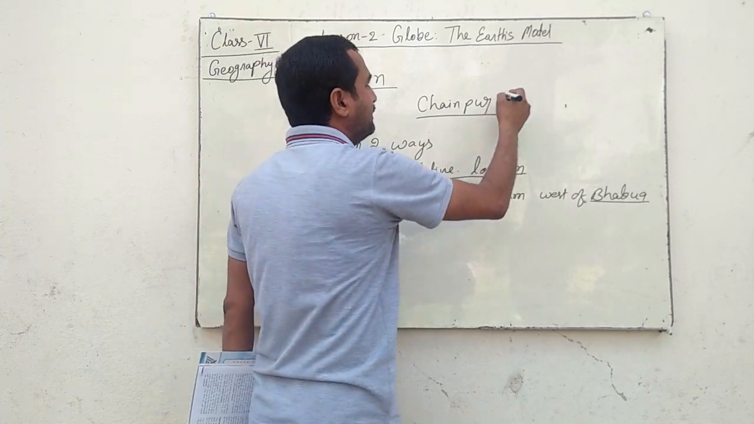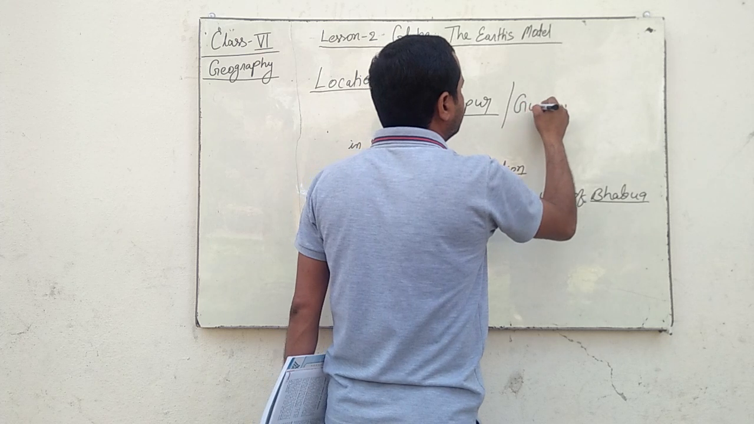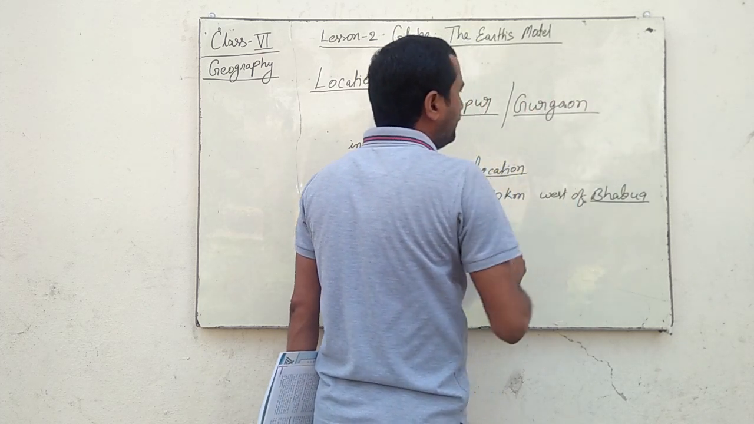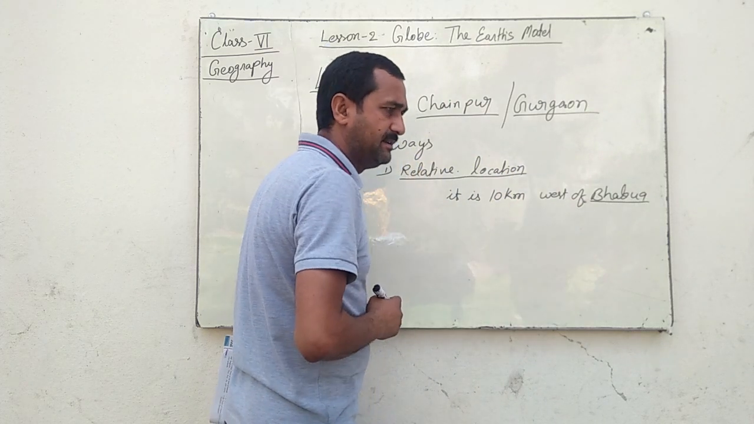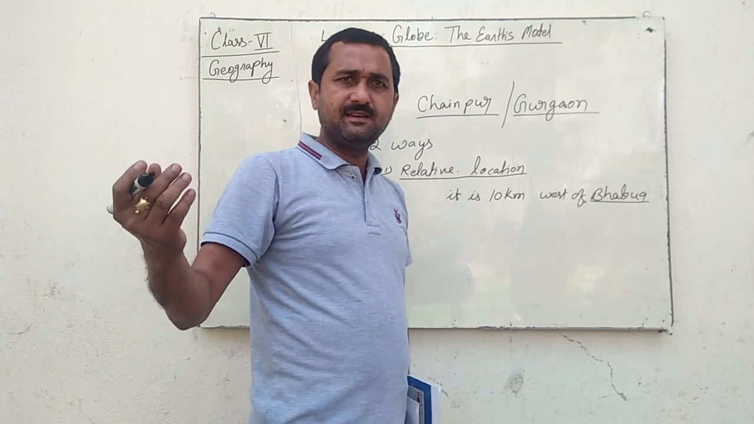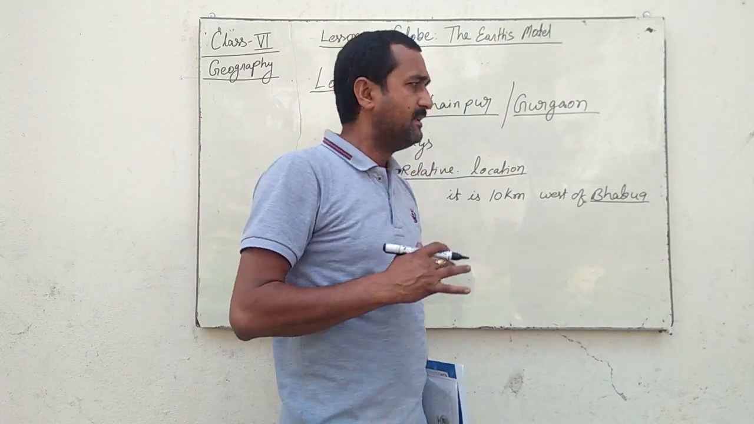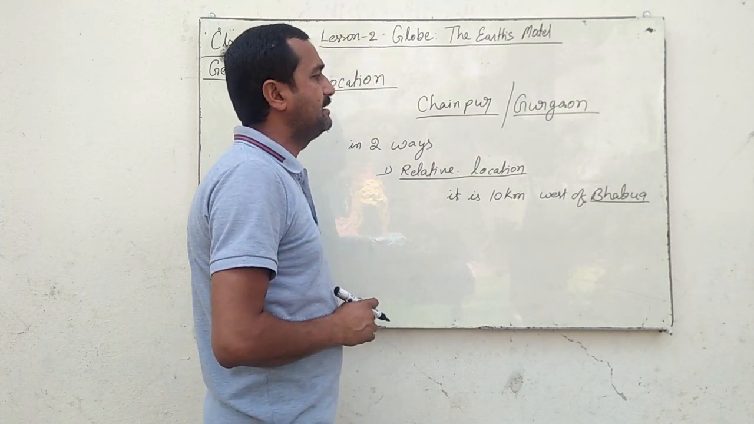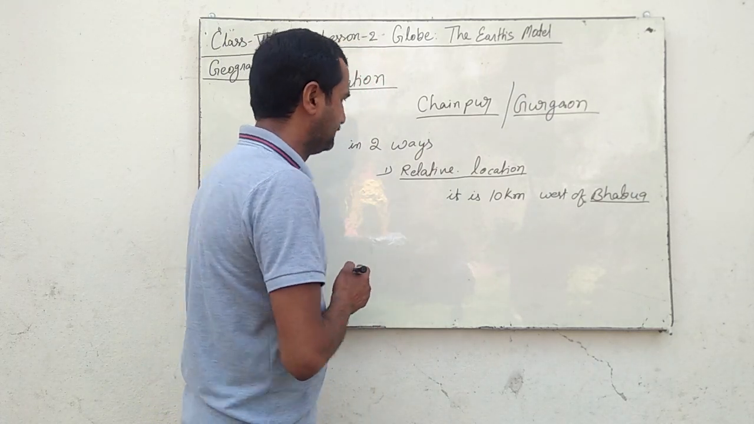Suppose I talk of Gurgaon, where is Gurgaon? It is near Delhi. Where is Mohania? It is 10 kilometers north of Bhabua. In this way, we find out the relative location of a place.